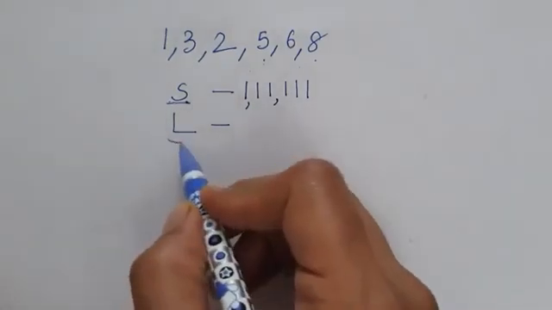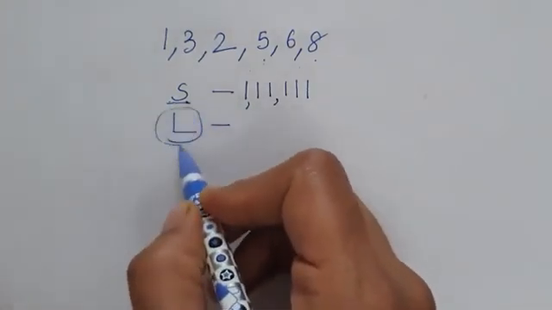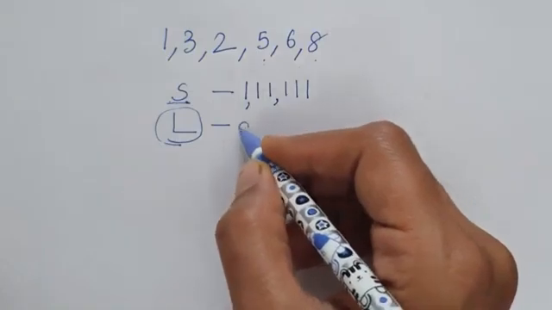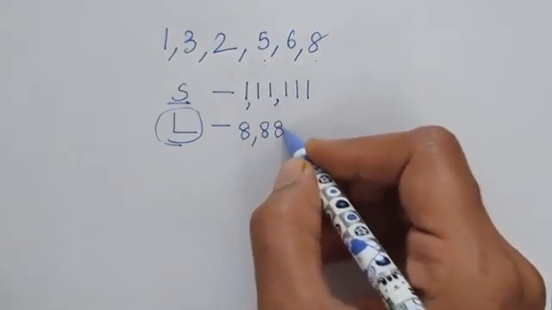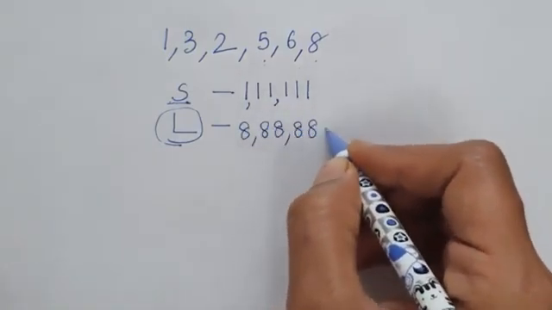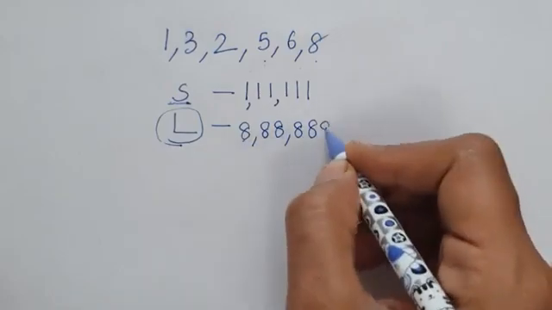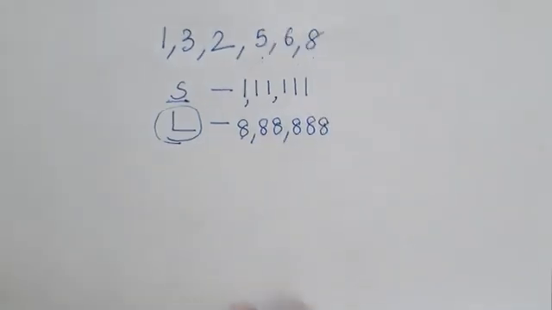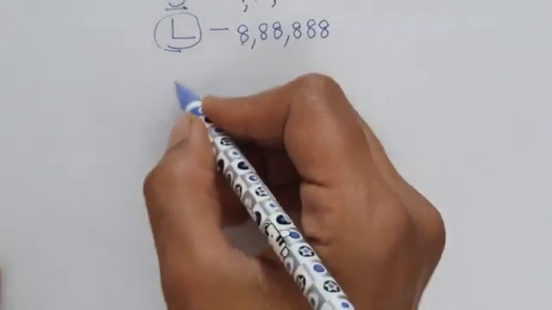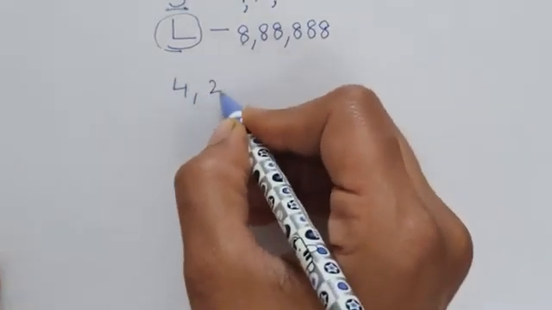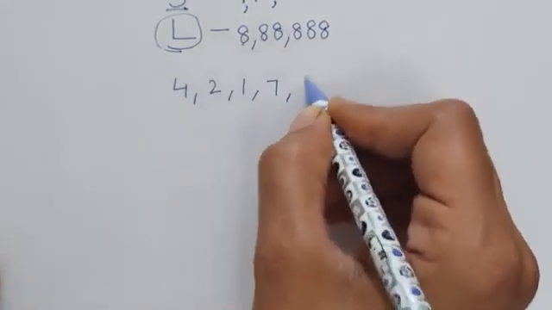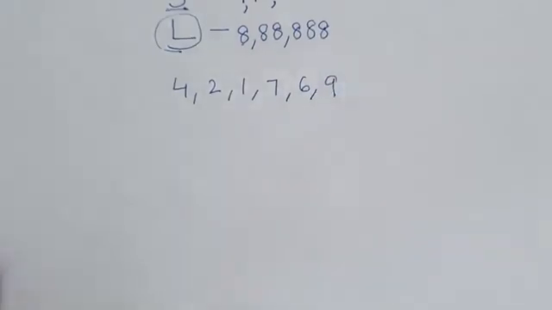Now if we have to make the largest 6 digit number, we will start with the largest digit. Clear? Now suppose we have been given these digits, these 6 digits.